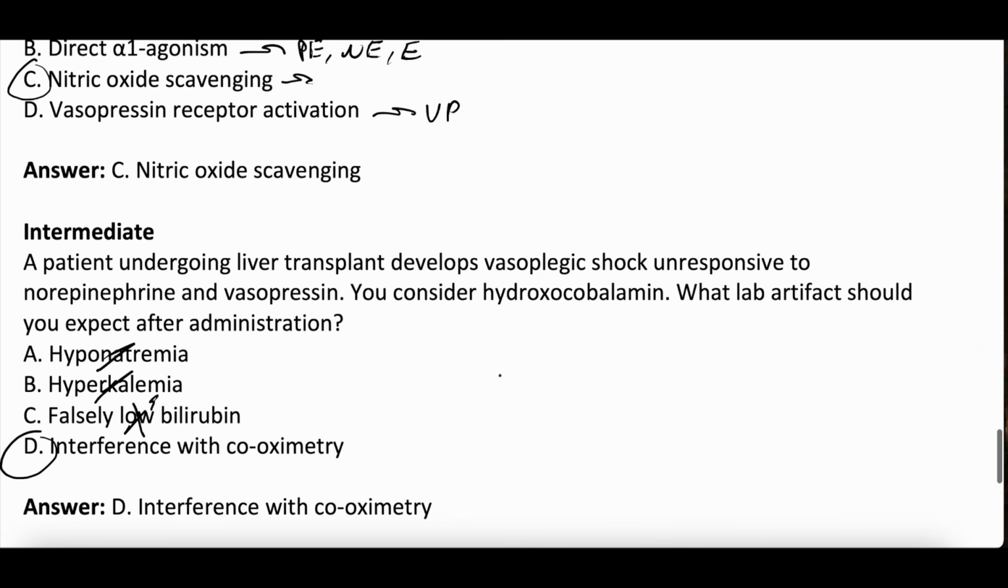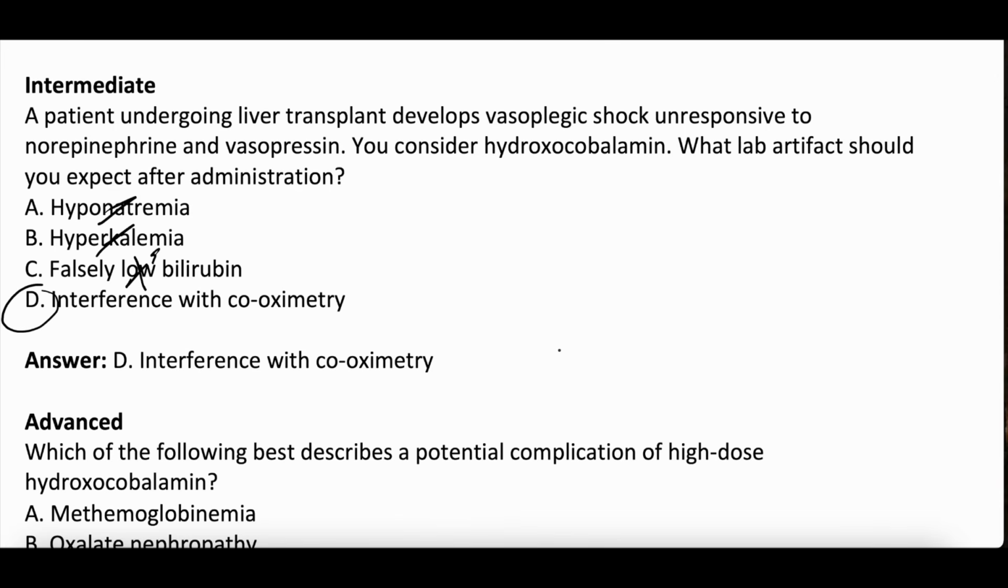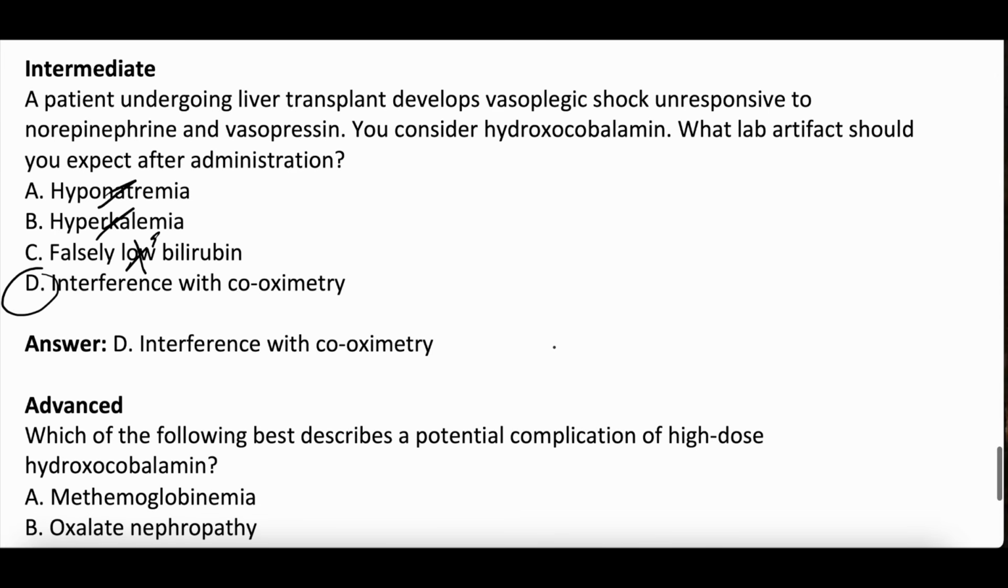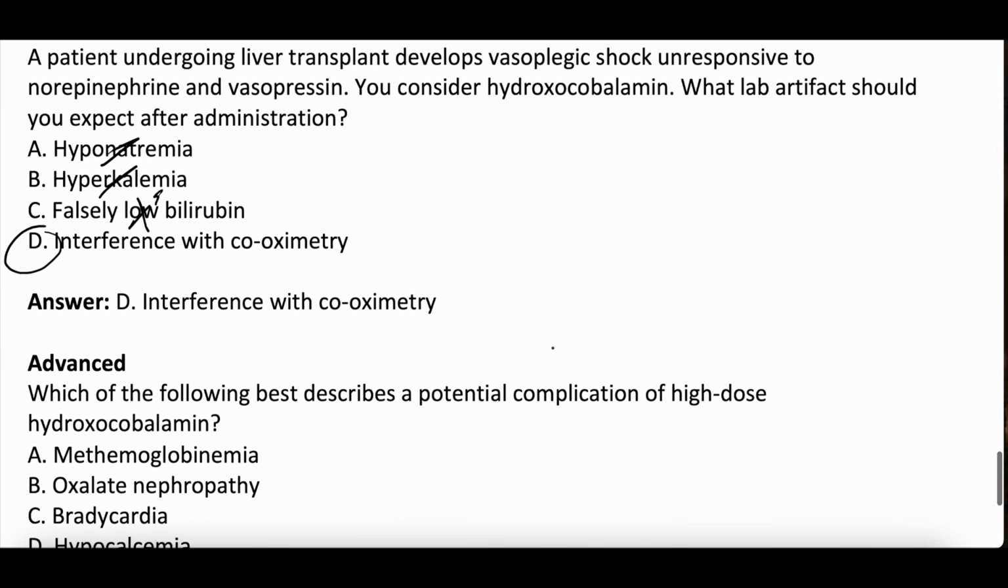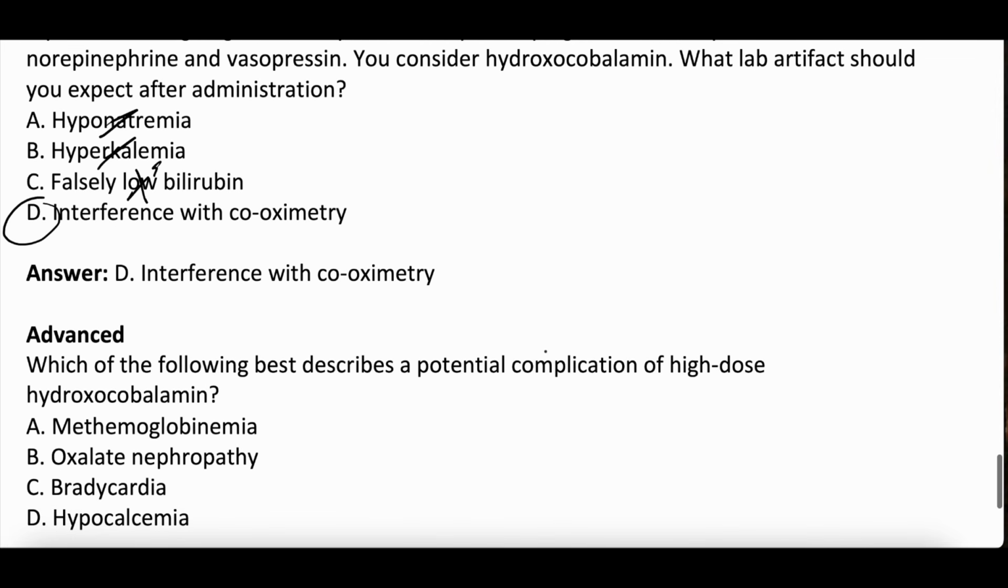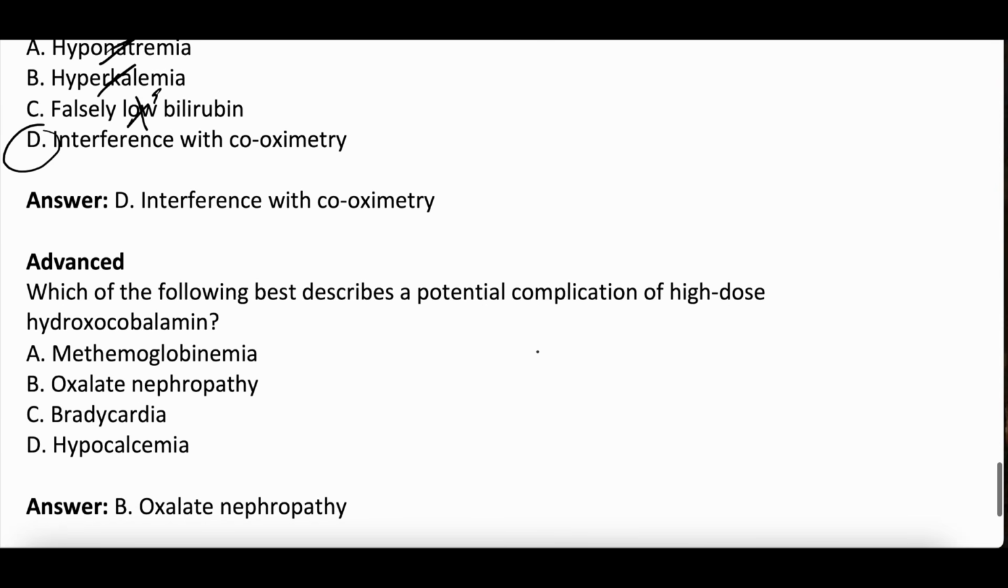All right, advanced. Last but not least, which of the following best describes a potential complication of high-dose hydroxocobalamin? A, methemoglobinemia. B, oxalate nephropathy. C, bradycardia. Or D, hypocalcemia. Pause here. The answer is B, oxalate nephropathy.